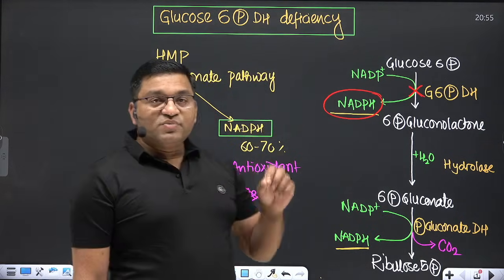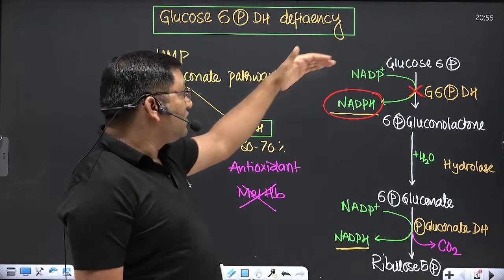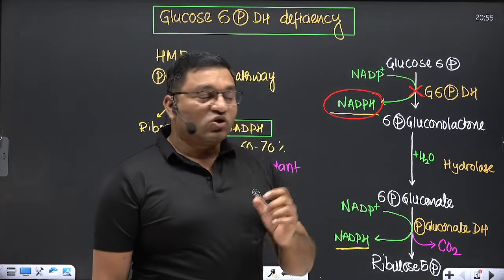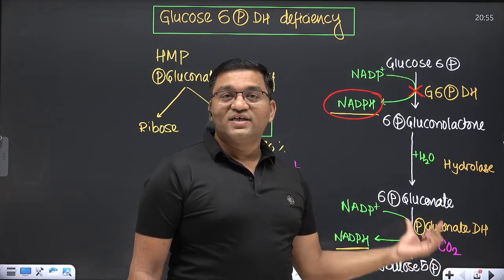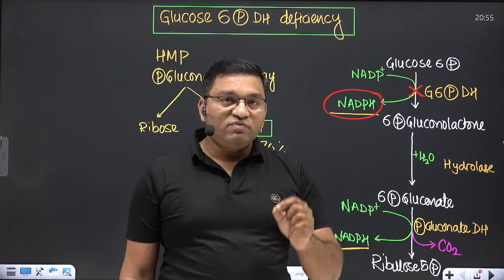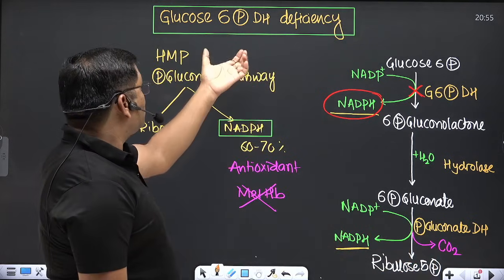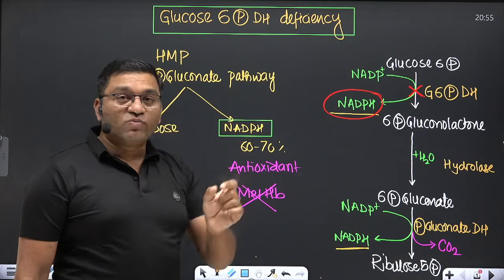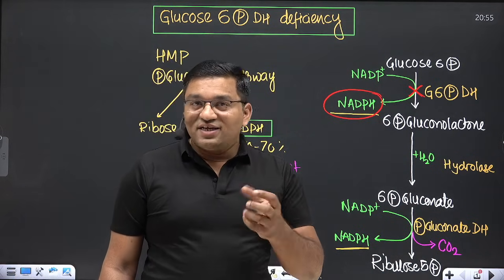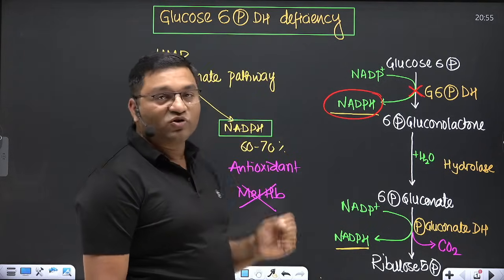Now, what is HMP shunt? Hexose monophosphate shunt. Why is it called a shunt? Because glucose, by the alternate pathway, is oxidized into CO2 by this shunt. That's why it is known as shunt pathway, an alternative pathway for oxidation of glucose into CO2. It is also known as hexose monophosphate, because there is generation of monophosphate compounds. As in glycolysis there is generation of bisphosphate, here there is production of monophosphate.